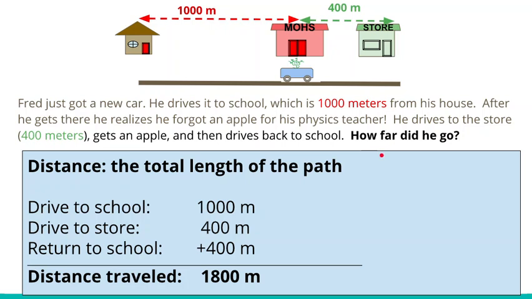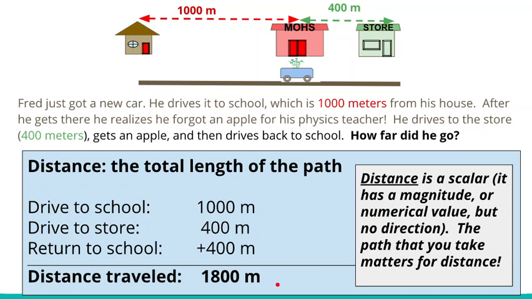The first way we can measure it is using distance. Distance is the total length of the path that Fred took. So this includes his drive to school, 1,000 meters, his drive to the store, 400 meters, and his return to school, 400 meters. If we add each of those distances together, we get a total distance traveled of 1,800 meters.